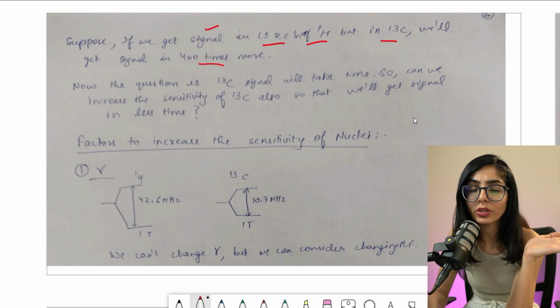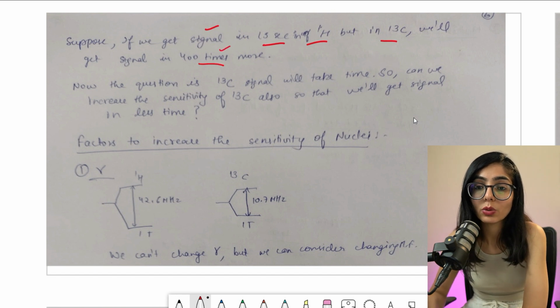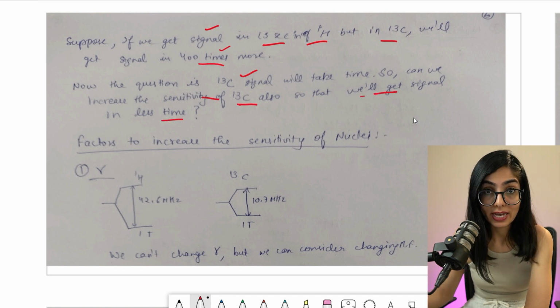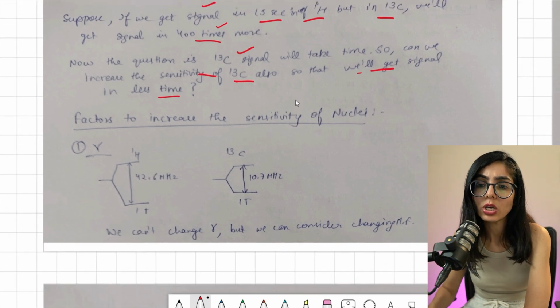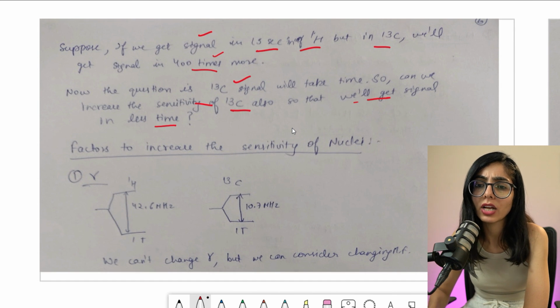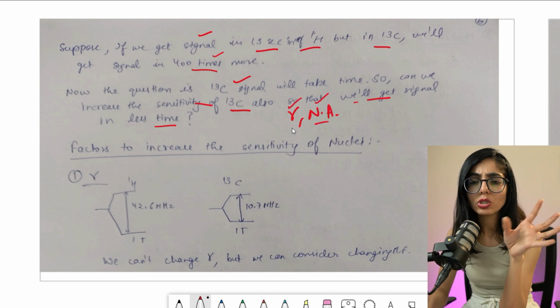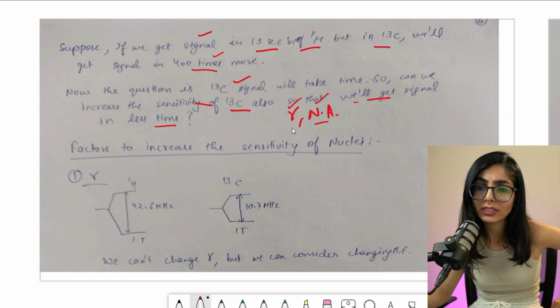Fine. Now the question is, we are getting the signal very late in 13C. The 13C signal will take time. So can we increase the sensitivity of 13C so that we get the signal in less time? Well, the answer is yes, you can. Let's see how to increase the sensitivity. You would be saying, yes Komal, the factors are gamma and natural abundance. So let's see if we can play with gamma or natural abundance of 13C so that sensitivity increases.